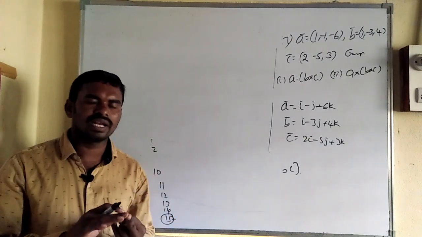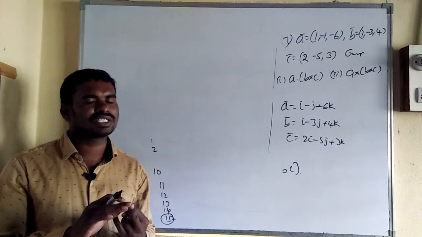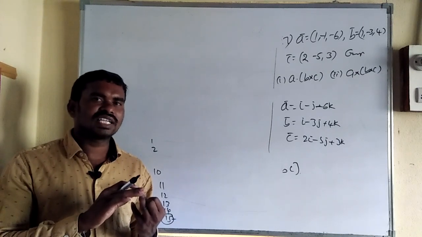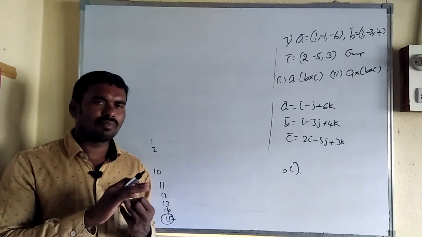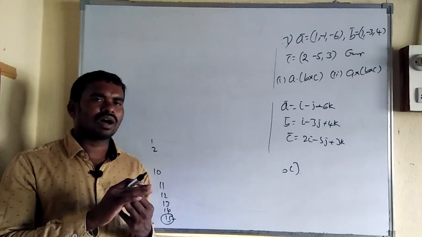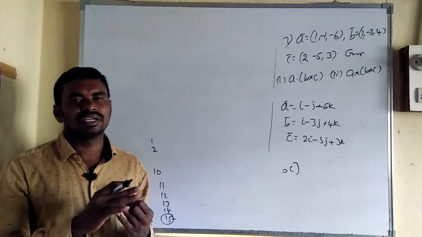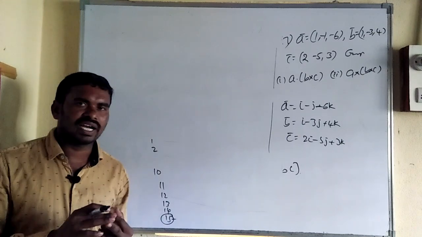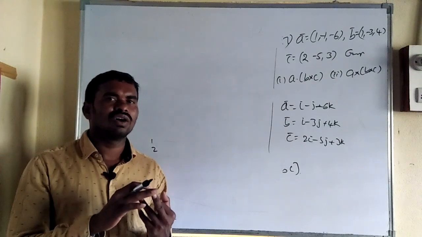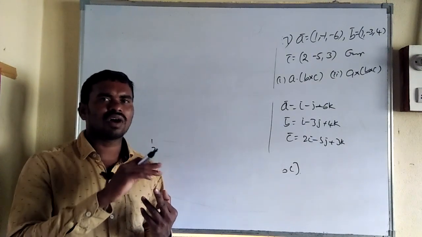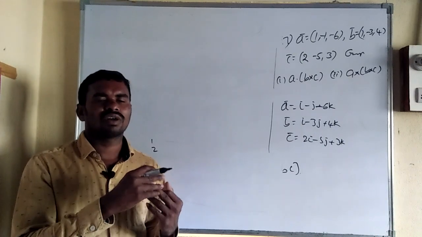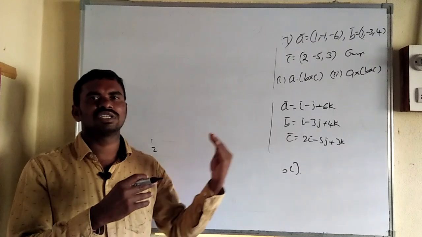Next, area of triangle, half modulus AB cross BC. Next, area of parallelogram, when adjacent sides are given, then modulus a cross b. When diagonals are given, then half into modulus a cross b. Next, volume of tetrahedron and volume of parallelepiped. What is the volume of tetrahedron? 1 by 6 into modulus box AB, AC, AD when points are given. When vectors are given, 1 by 6 modulus box small a, small b, small c.